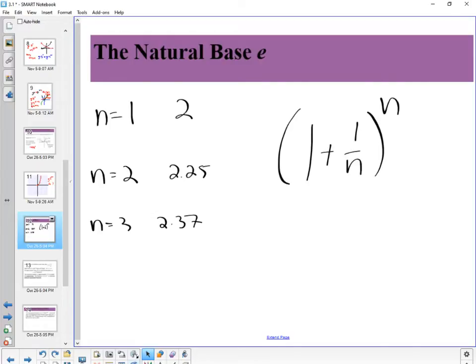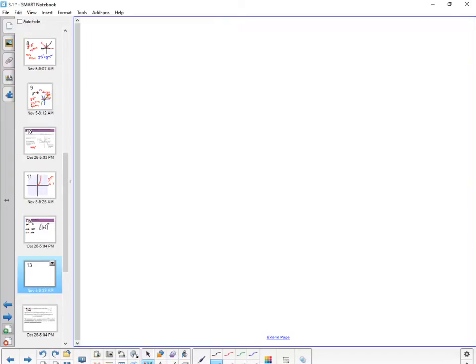Let me write this down on the board. If n was 1, I would be paying, let's say on my $100, someone give me a percent. Just make it up. 12%. I'm going to pay $12, right?